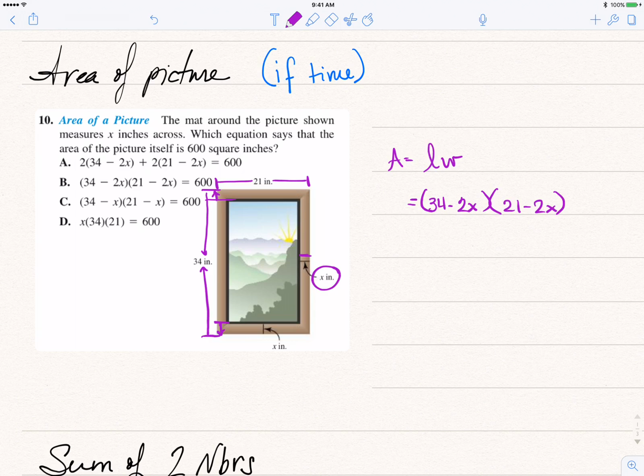And according to our question, it said that the area of the picture is 600 square inches. So in for area, I'm going to simply plug in a 600. Now go over to your choices and see where this particular answer would match up with one of our choices. And it looks to me as though letter B matches our solution. So letter B is going to be the answer to number 10.